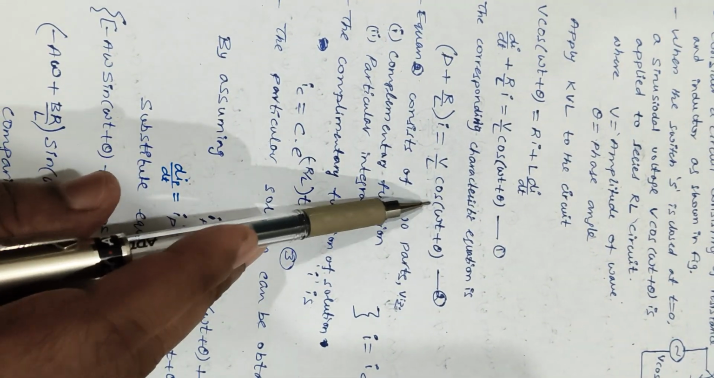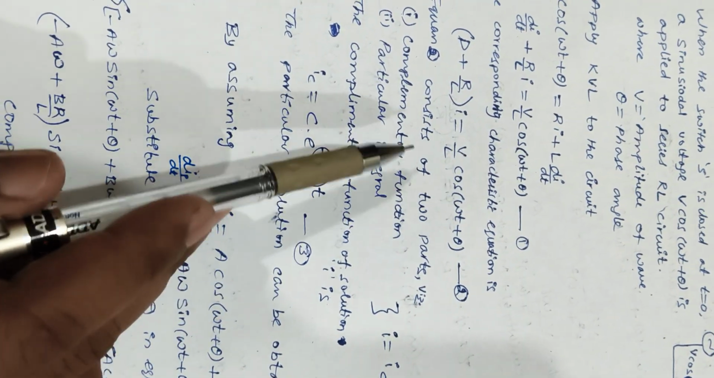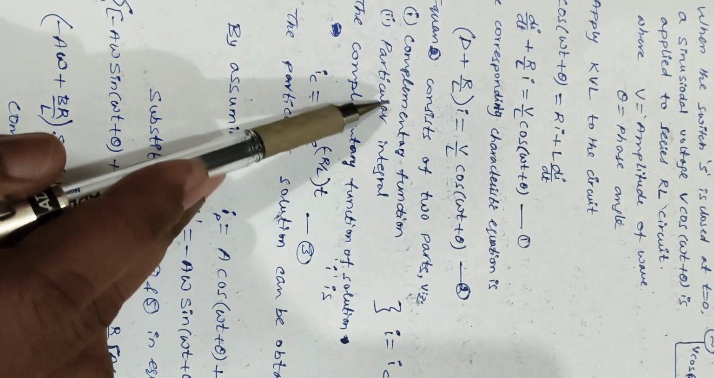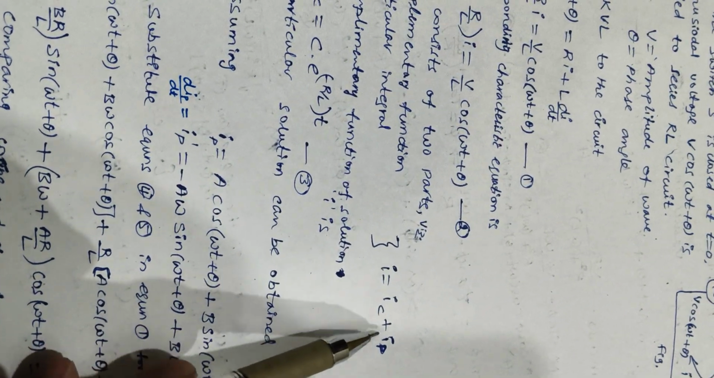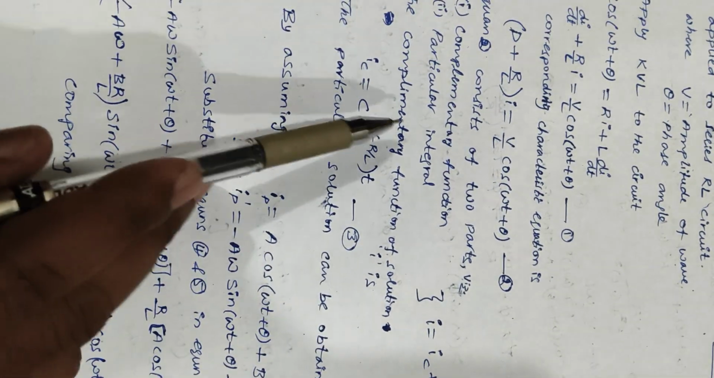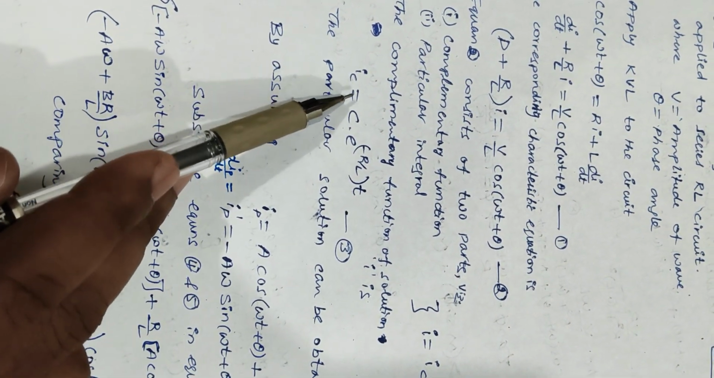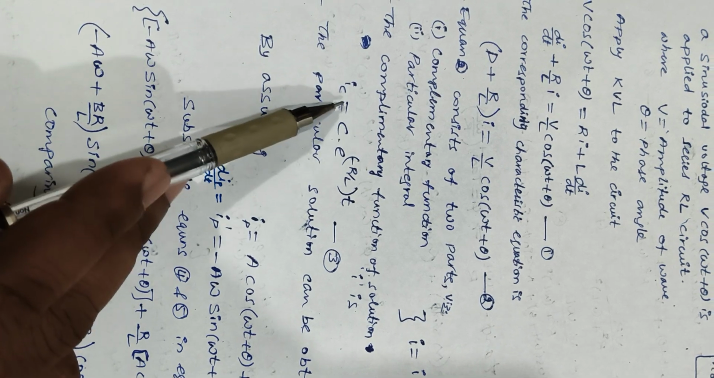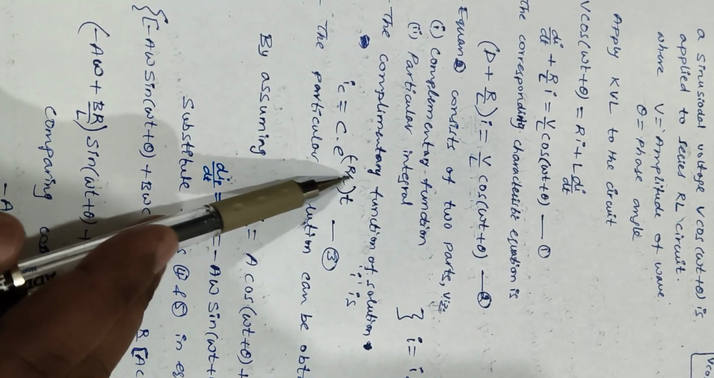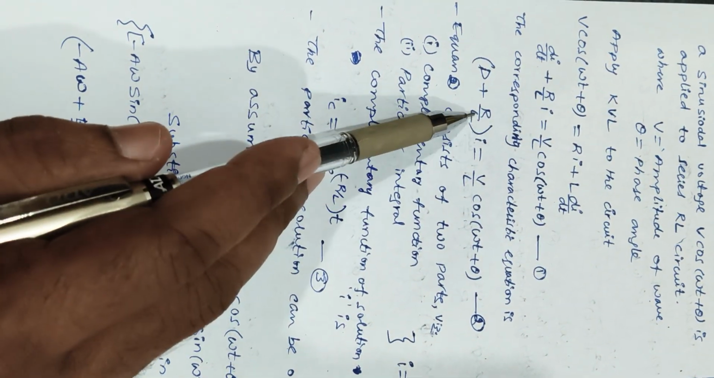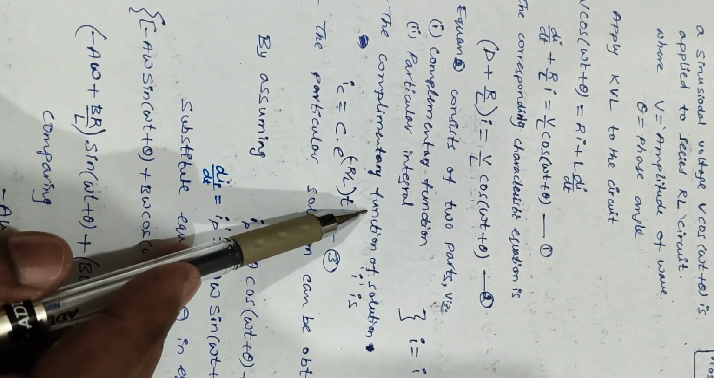The corresponding equation consists of two parts, because the right side is not equal to 0. One is the complementary function and the other is the particular integral. So total i = i complementary + i particular. We have seen the complementary function in the previous videos, you can go through them. i_c = C e^(-pt), where p is the coefficient of i. So C e^(-(R/L)t) is the complementary solution.